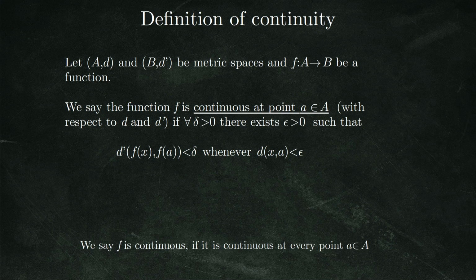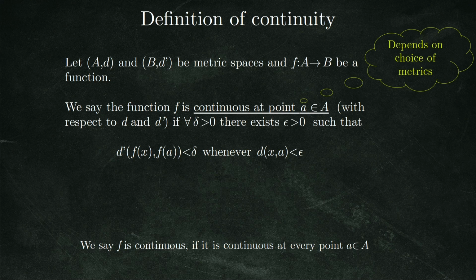And then finally, in order to say that the function f is continuous, that's the same as saying it is continuous everywhere, so at every point a. So the first definition just tells us about the single point a, but to say f is continuous, that must be true everywhere. And then also, the notion of continuity depends on the choice of metric. So for one metric, a function might be continuous. You change that metric on either the domain or the codomain, and then suddenly it's not anymore.